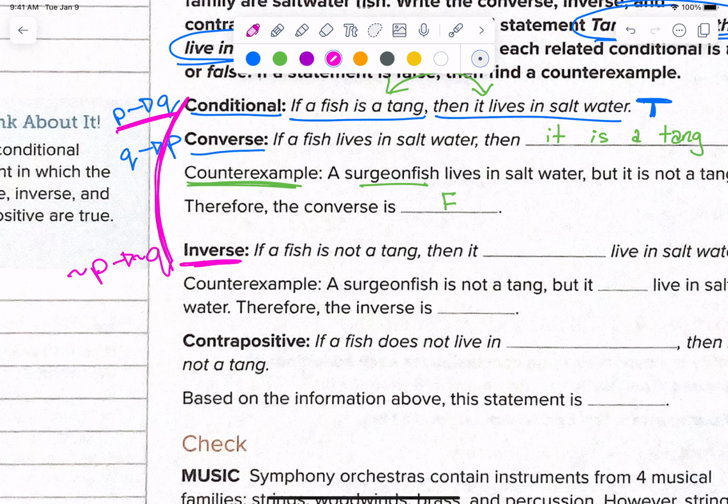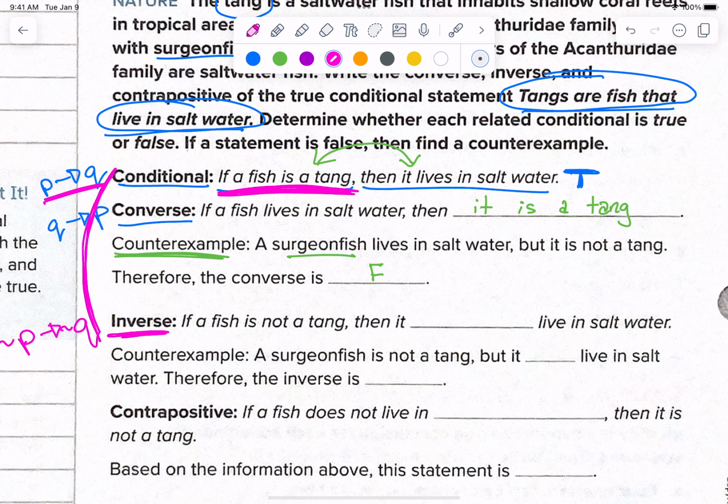So this one said, if a fish is a tang, then it lives in salt water. We change it to: if a fish is not a tang, then it does not live in salt water. Now we have to decide if that's true or not. If the fish I'm talking about is not a tang fish, does that mean my fish can't live in salt water? My fish is not a tang fish, so therefore it doesn't live in salt water.